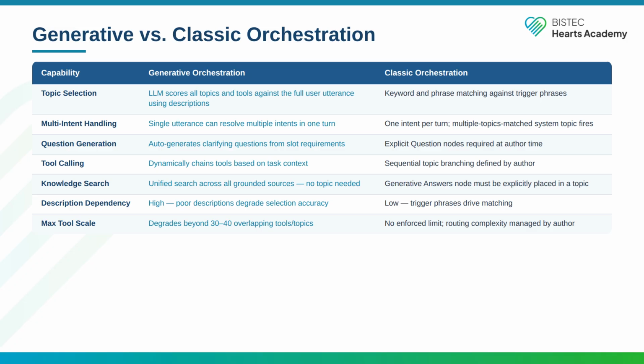Timing. 15 minutes. Facilitation tip. Do not rush this slide. Pause at topic selection and description dependency and make them personal. Ask participants to think about their current most complex production agent. Would it hold up under generative orchestration's description requirements? Question to pose. Which of these 7 capability differences creates the highest governance risk in a regulated environment, and why?